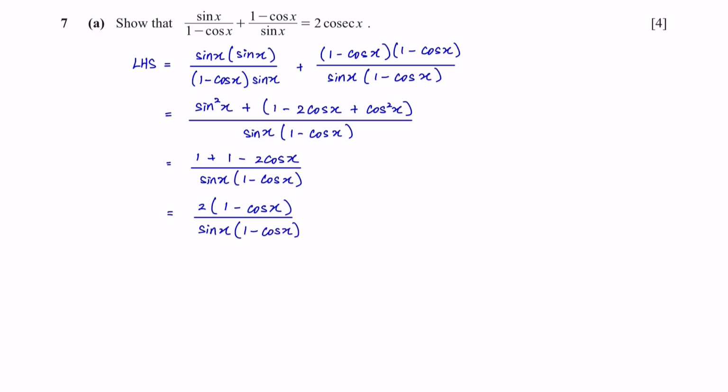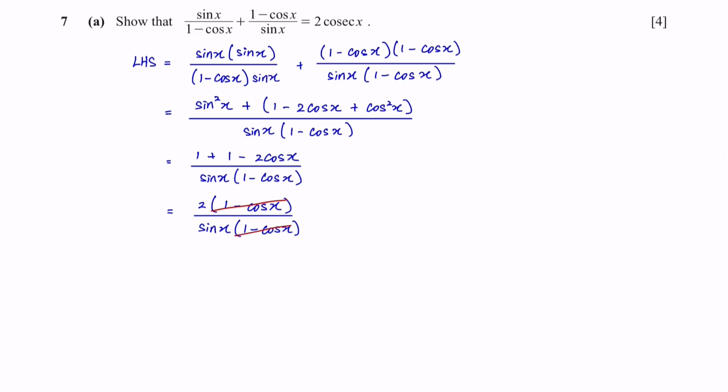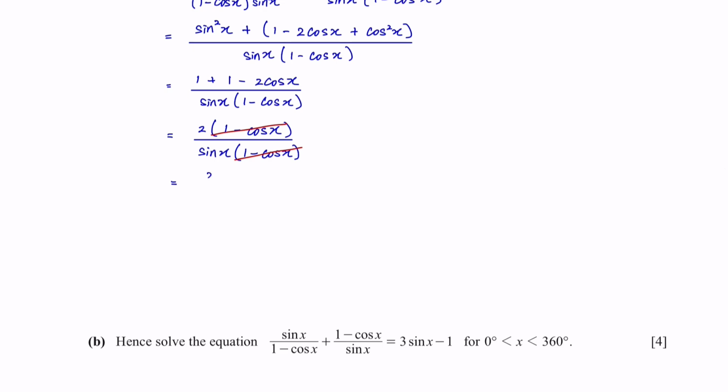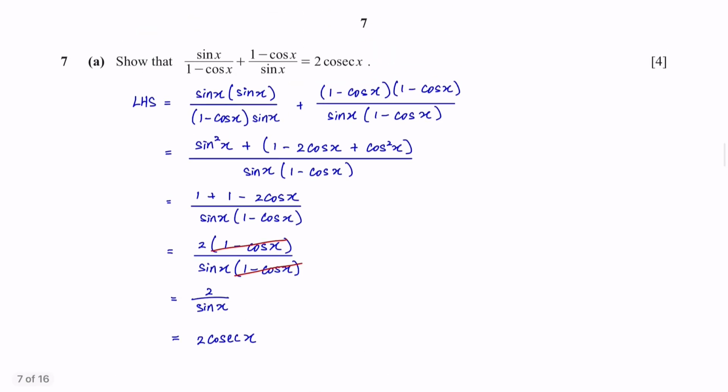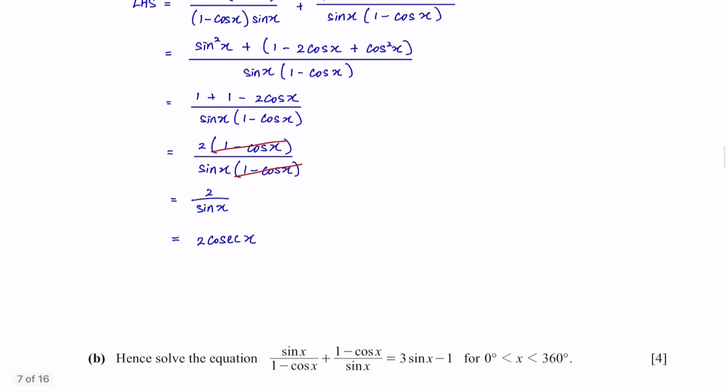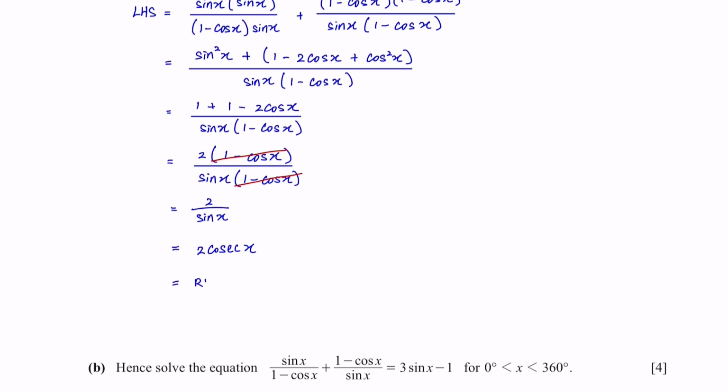And now we can see that we can actually cut this 1 minus cos x off, and we're left with 2 over sine x. So 1 over sine x is cosec x. So we have 2 cosec x, and this is exactly equal to this. So the left hand side is equal to the right hand side. Proven or shown.